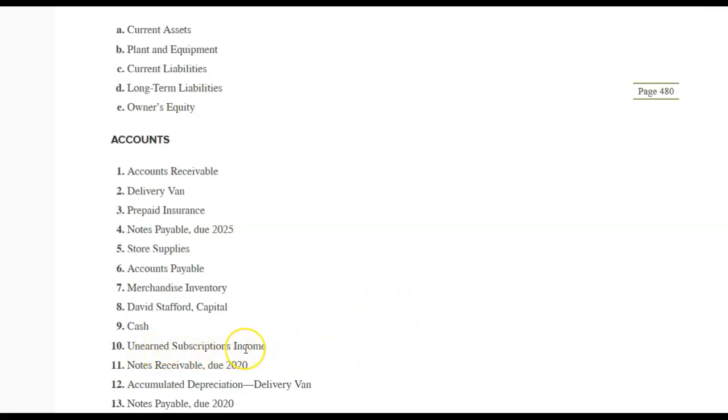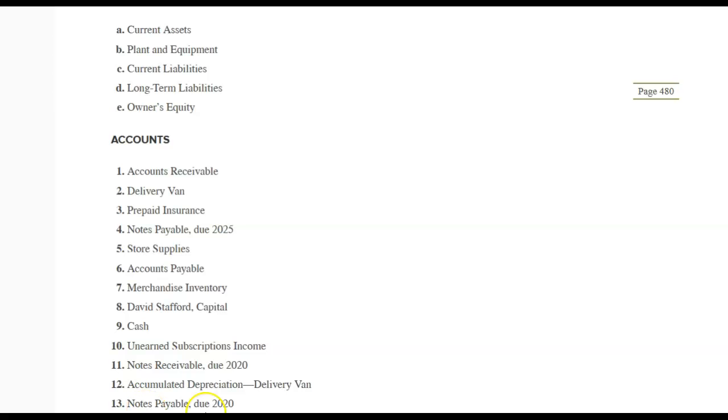Unearned subscription income is C, a current liability. Liability because you owe it, it's unearned. If it was earned, it'd be an asset. It's unearned. Notes receivable due in 2020. They're considering that to be a current asset because it's less than a year. Accumulated depreciation, that's part of delivery van, so that's part of plant and equipment.